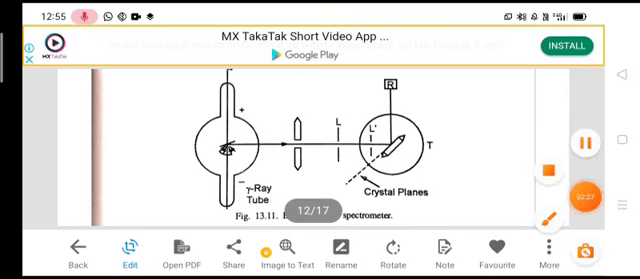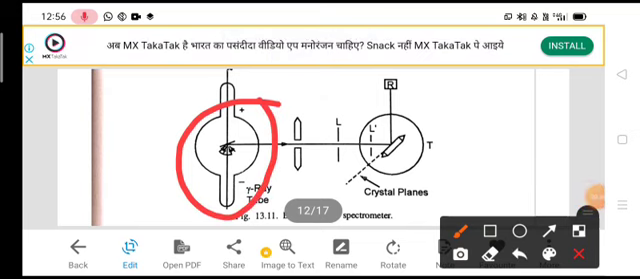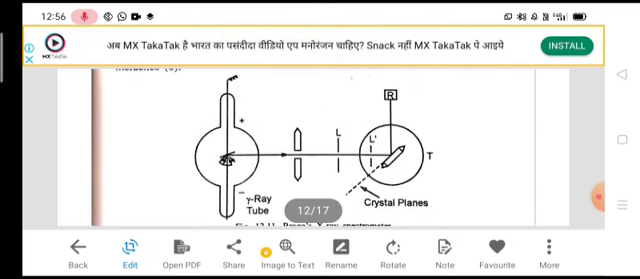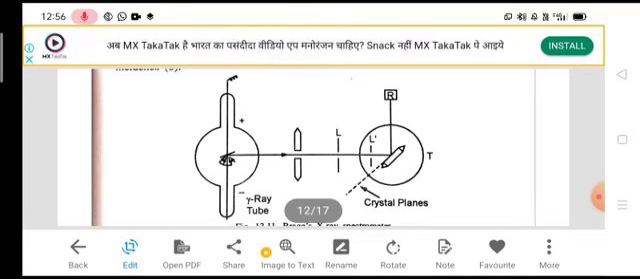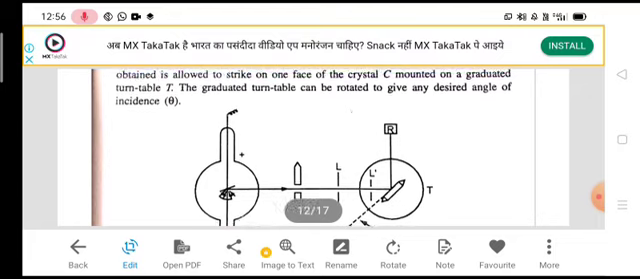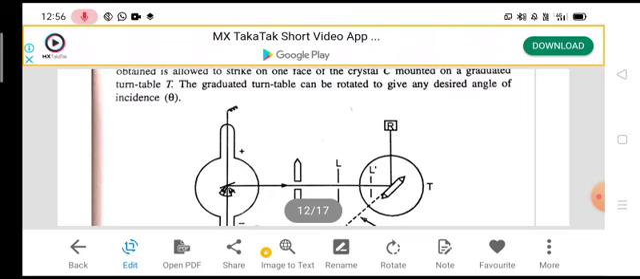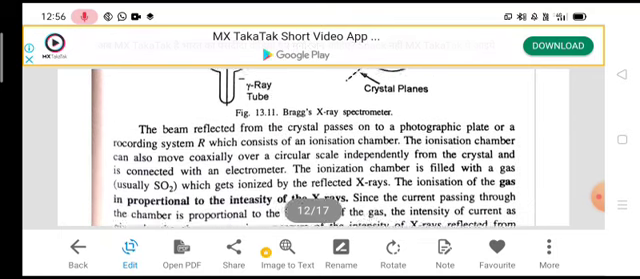The graduated turntable can be rotated to give any desired angle of incidence. So once again I want to repeat, this is the X-ray tube from which the X-rays are generated. These are passing through the screen S and slits L and L dash, converted to monochromatic, and incident on the face of the crystal which is mounted on the graduated turntable T. It can be rotated to give any desired angle of incidence theta.